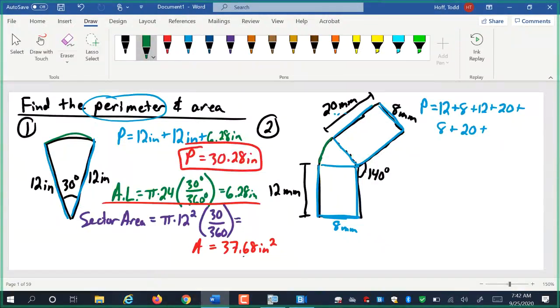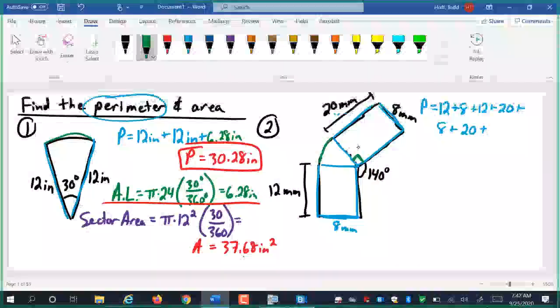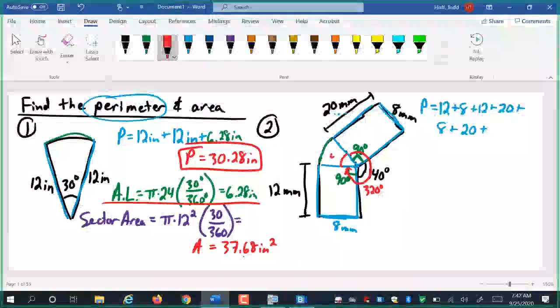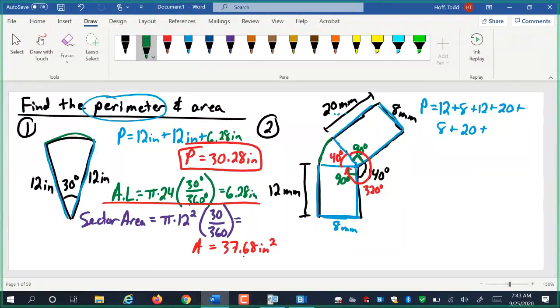The hard part is, well, what degrees is it? What's it measure? Well, we know that being a rectangle, this is a square corner, or 90 degrees. This is also a square corner, or 90 degrees. 90, 90, and 140 add up to 320 total degrees from here to here, which means this has to be 40 degrees because a complete circle is 360. So we can use that to find that arc length.